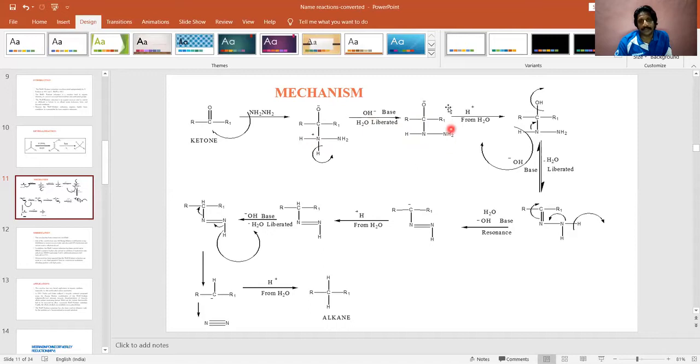So that gives this molecule. All right. Now, when OH minus grabs this proton, that results in the formation of a water molecule. As I said earlier, this water molecule can give rise to H plus ion. That H plus ion will be added over this oxygen minus to get OH. Now look here. We have a stable molecule.